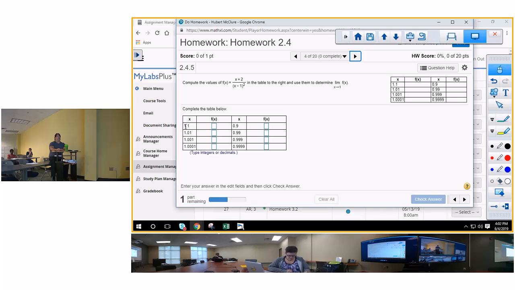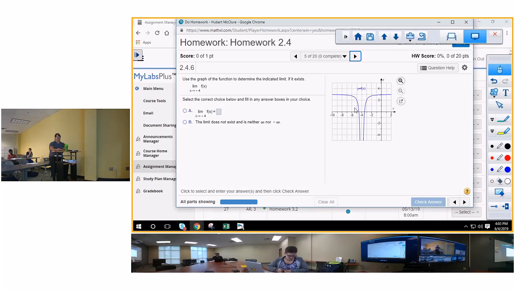Plug in 1.1. 1.1 plus 2 over 1.1 minus 1 squared. This is a calculator drill. Plug and chug, you see us approaching a number. That's not a test question. I'm not going to put that on the test. There were a lot of those in 130. Yeah, I don't do those.